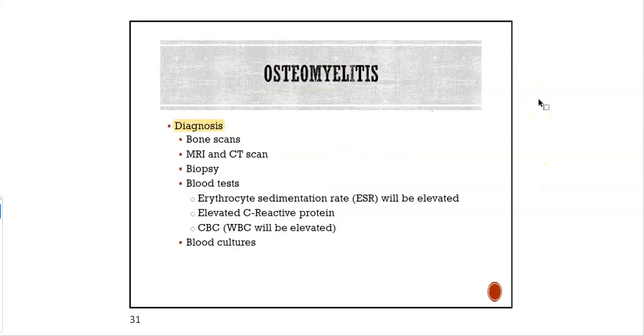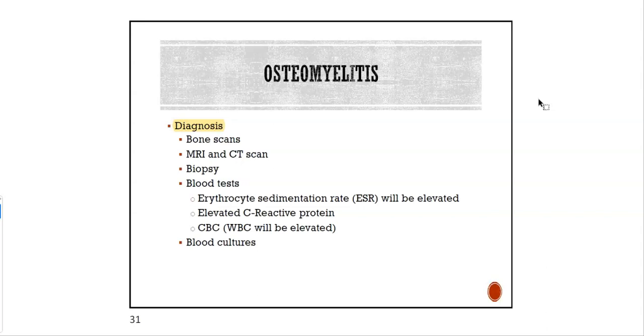So, diagnosis of osteomyelitis. In diagnosing osteomyelitis, we can use bone scans. It scans the bones just to see what's going on there, and it can show the area where there's osteomyelitis. We can have MRI and CT scan. X-rays tend to not be enough. You may have a patient who had an X-ray, and to be honest, it's really hard to see if somebody has osteomyelitis on an X-ray.